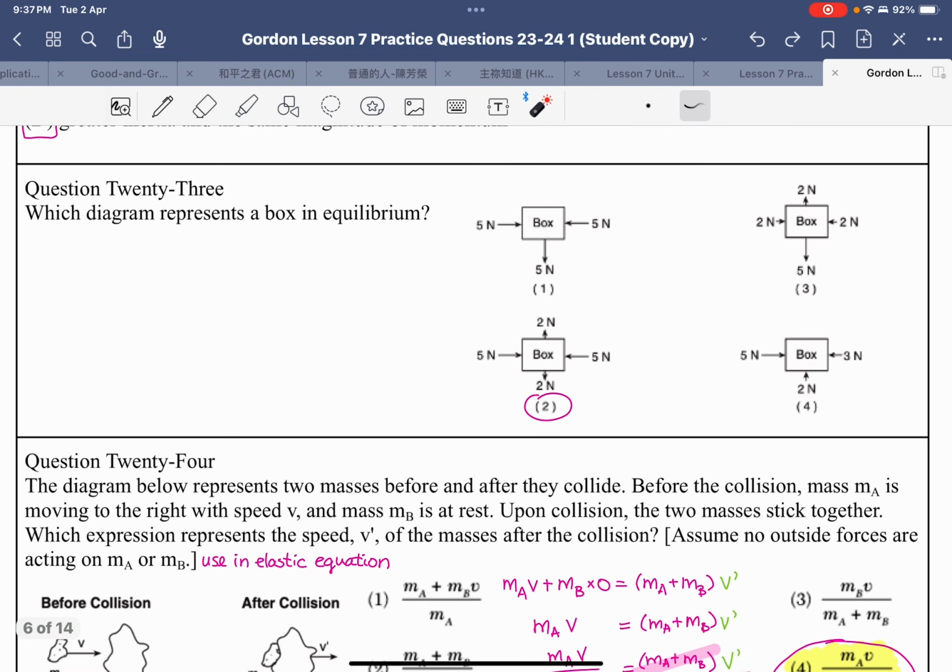Question 23. Which diagram represents a box in equilibrium? We've talked about this before. Equilibrium means that vertical forces are balanced and horizontal forces are balanced. Of all four diagrams, this is the only one that meets these criteria.